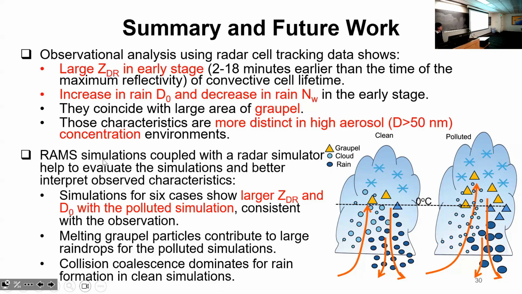Okay. The RAMS simulation shows a consistent result. And further, the RAMS simulation helped to better interpret the observation. Melting graupel particles contributed to large raindrops for the polluted simulation like this. On the other hand, collision coalescence dominates rain formation in clean environment convective cells. That's all. Thank you for your attention.